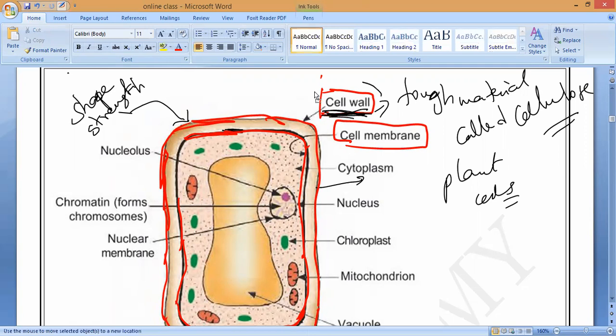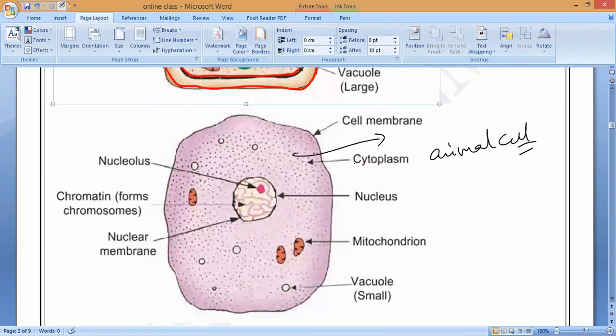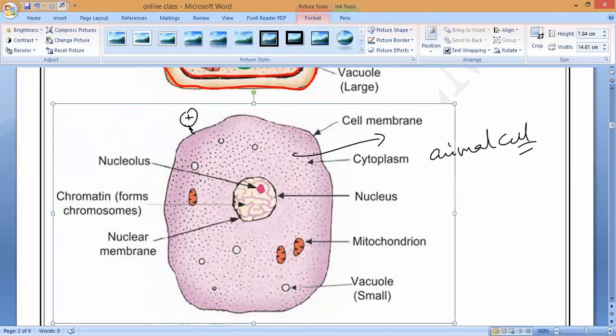Observe very carefully. Inside this cell membrane, whatever is present is a living thing only. Outside this, only the plant cell has this protection layer. What is that called? Cell wall. Now if you observe the animal cell, is there anything present behind the cell membrane? Nothing is present. That is why we can say the animal cell does not contain any cell wall. You understand, all of you?